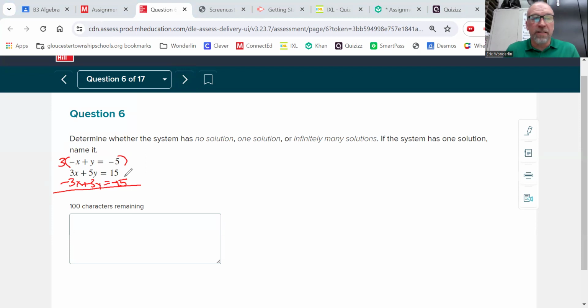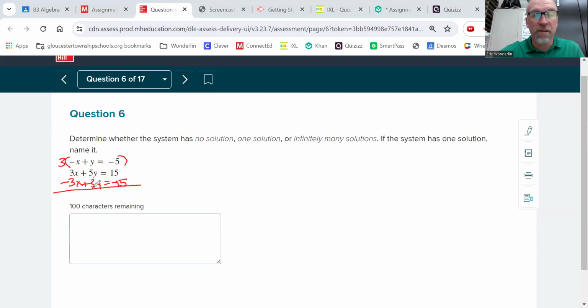Right away I can look and I can say my x's will eliminate, my y's will not. That means I'm going to get one solution. Now I have to find out what it is because it says if the system has one solution, name it. Name it means what is the answer, not like, oh, I want to call it Carl. No. Hi, Carl. So let's do elimination.